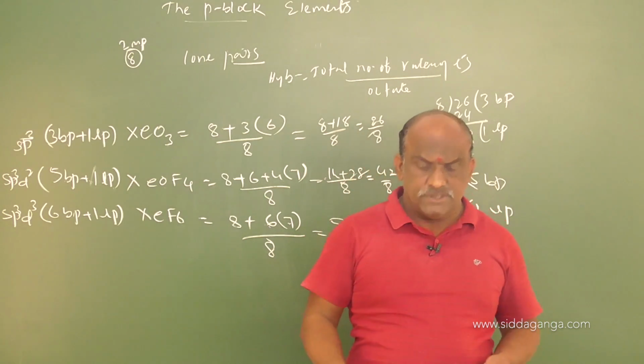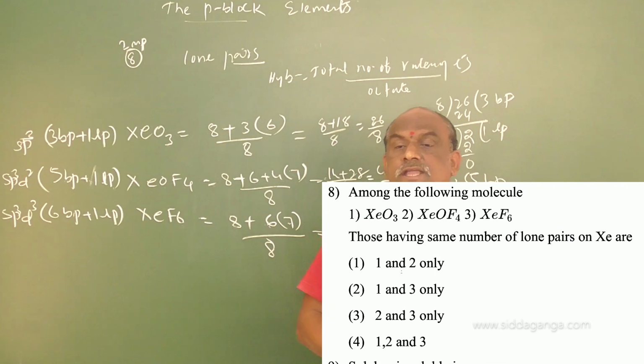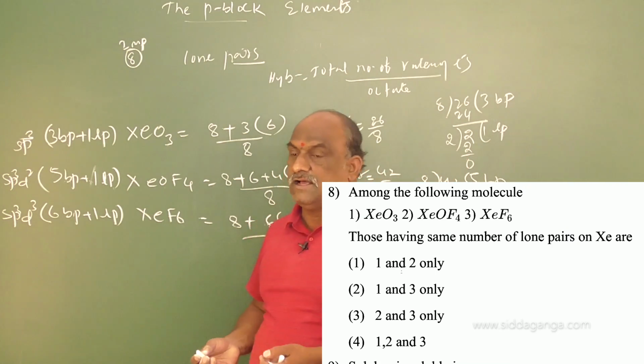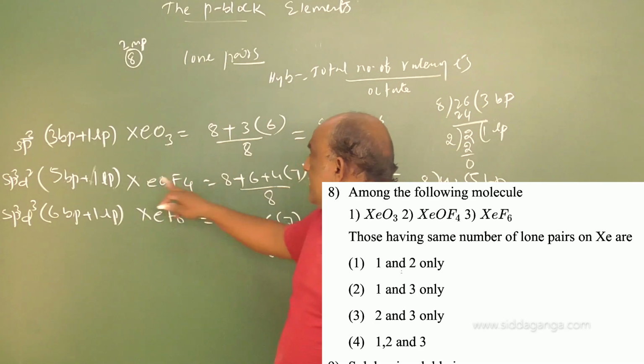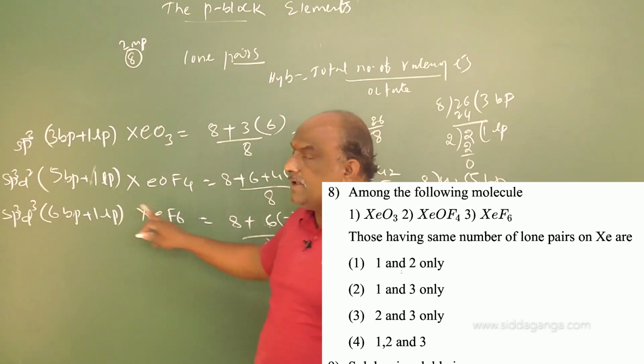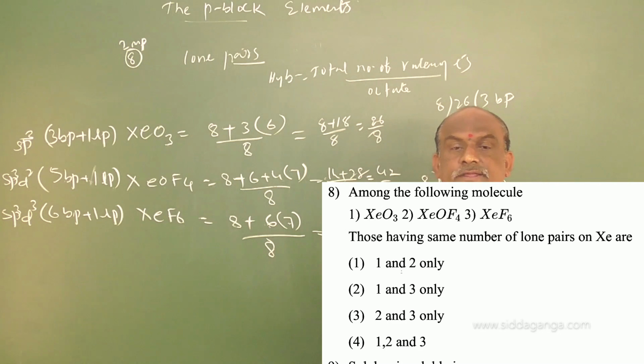Then what is the question for this one? Once you observe the question, those having the same number of lone pairs on xenon. Example 1 has lone pair 1, example 2 lone pair 1, example 3 lone pair 1. So what will be the answer? 1, 2 and 3. The fourth option is the right answer for this question.